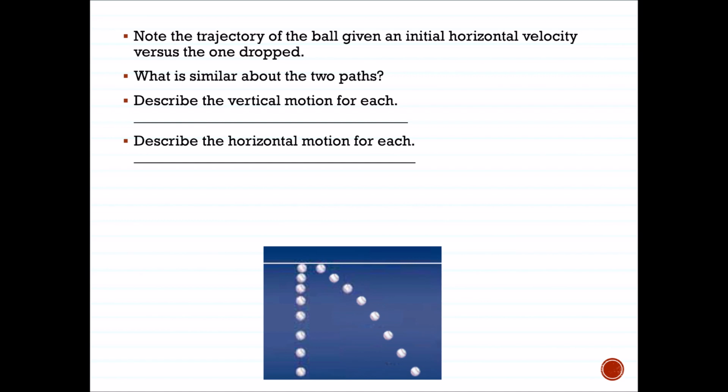Note the trajectory of the ball given an initial horizontal velocity versus one dropped. So what is similar about the two paths? This one is given an initial horizontal velocity, which is constant. And this one is dropped, so its initial velocity is 0. Let's call this one 5 meters per second. We'll go with 4 because that's what we've been working with for the previous problems. So you can see here that the acceleration due to gravity acts on them in the same manner.